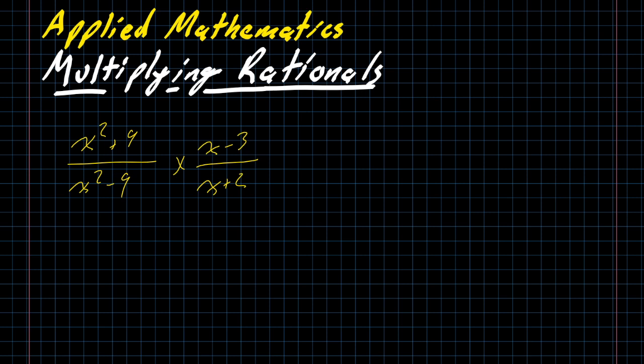Before I get into actually solving this problem, though, I want to go off to the side and remind us, how does multiplying work when you're dealing with fractions of a much simpler variety? Two-thirds times 5 over 11. The rule for multiplying fractions says that you multiply across the numerator, you multiply across the denominator. 2 times 5 is 10, 3 times 11 is 33.